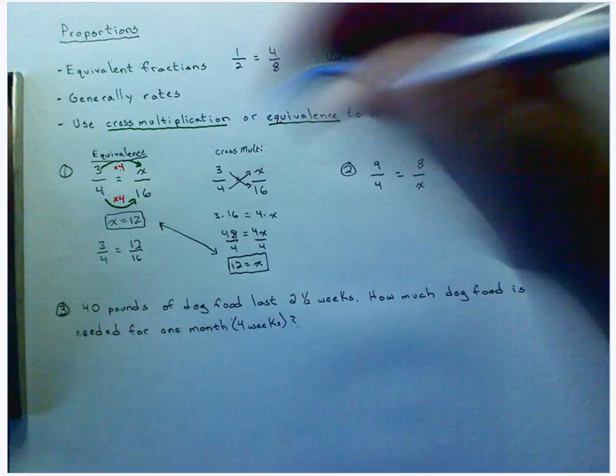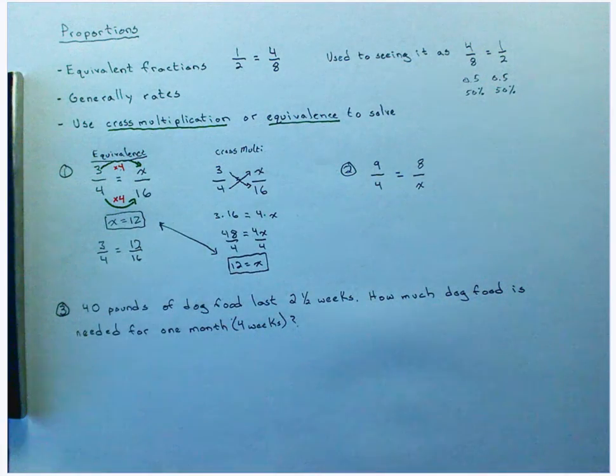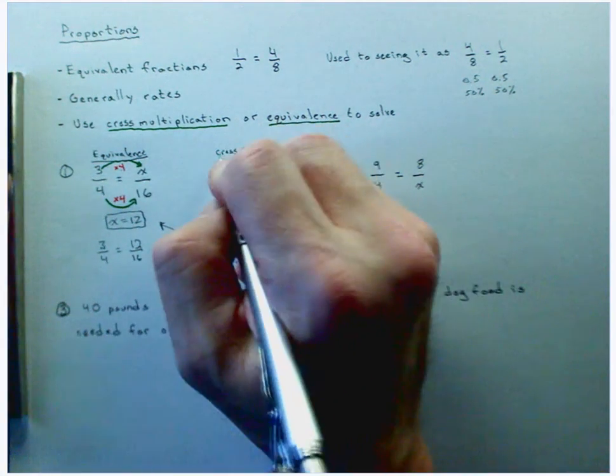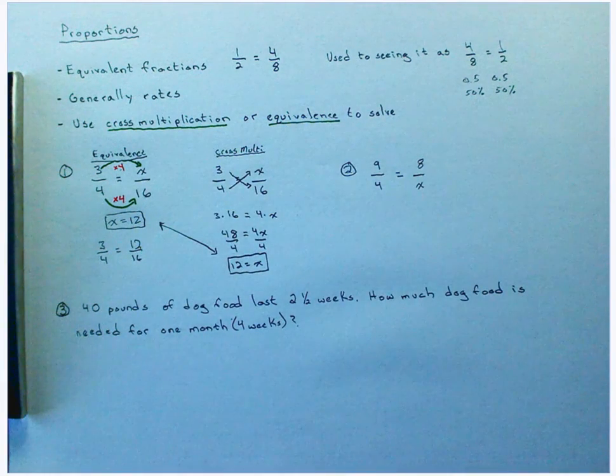Same answers. Equivalence is nice because oftentimes you just see the answer and you can use that. Cross multiplication, though, is always safe, because whenever you can't see the numbers, that's where it matters. So let's look at the next problem.